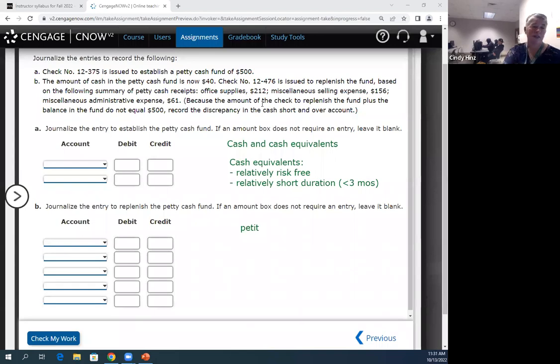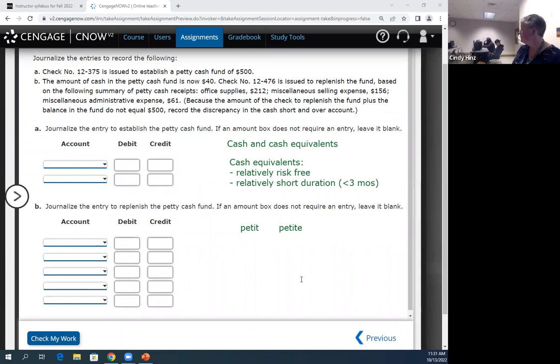I'll give you a hint. In French, the feminine form of that word is petite. You know what petite means? Small, right? Short. So a petty cash fund means it's a small cash fund.